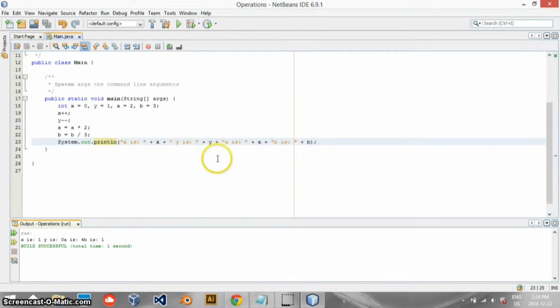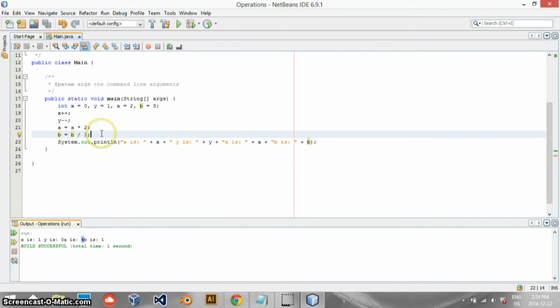So as you can see here, x is currently defined by the program as 1, because the previous value of x, 0, plus 1 is the new value of x. The previous value of y, which is 1, subtract 1, is the new value of y, which is 0. The value of a is the previous value of a, which is 2, multiplied by 2, which is 4. And b, the previous value of b is 3. Dividing it by 3 makes the new value of b equal to 1, as you can see here.